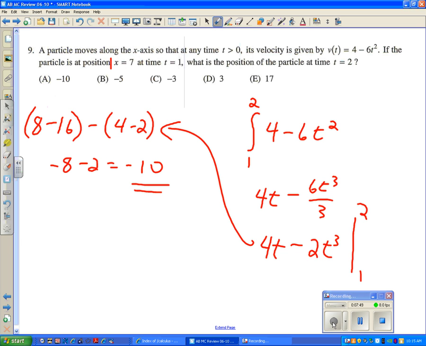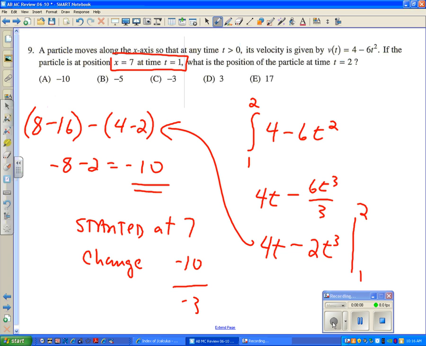We started off at 7 at time 1. We started, rather, at 7. Our change in distance was down 10. So our result, we end at negative 3. And so C is our answer to number 9.